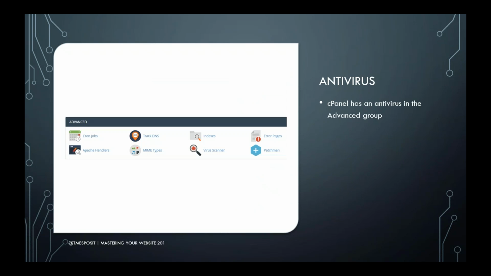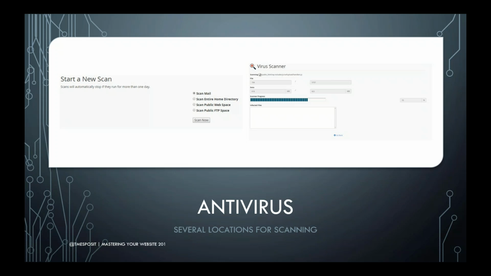So one of them is the antivirus. This is in the advanced group. It is not a fancy antivirus. You can scan your mail directory, you can scan your home directory, your web space, and your public FTP space. I found that when my chapter's website had all that malware, it would find problems in here and it would sort of fix them, but it wasn't great.